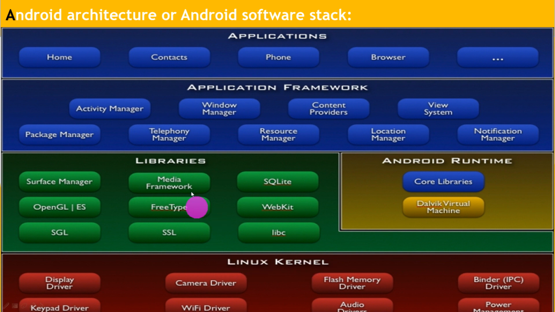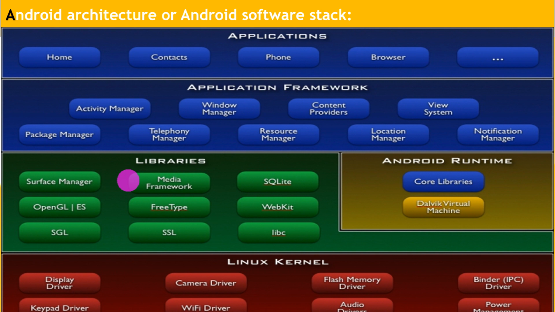The next part is called libraries. In the libraries there are different types of libraries which are developed in C and C++ language. We will see all these 5 parts in detail. There are OpenGL, FreeType, WebKit, SQLite, SSL, Media Framework, Surface Manager, and many more libraries present in the second part of Android architecture.